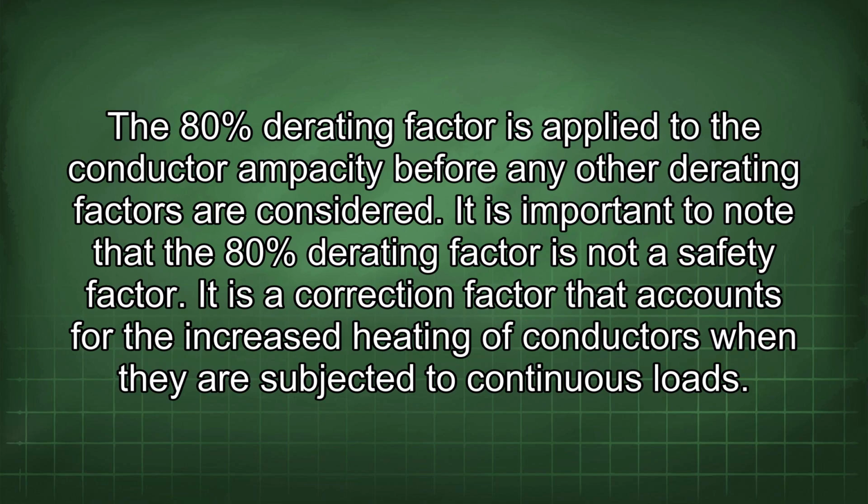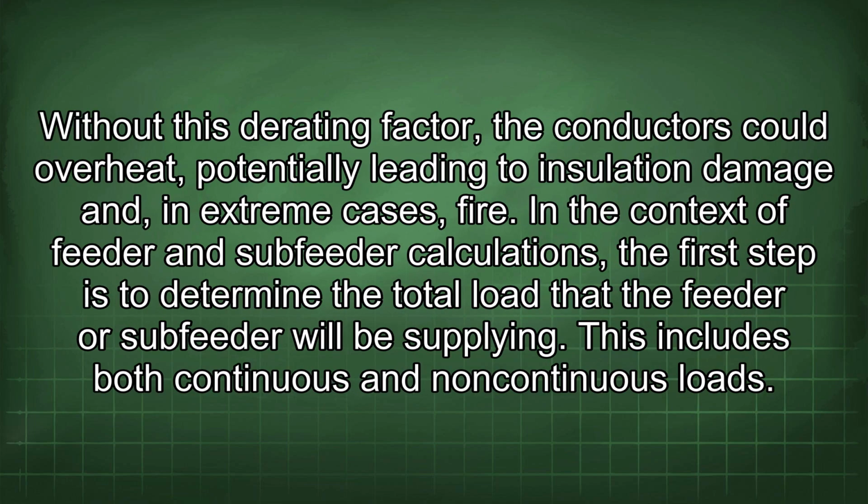The 80% deration factor is applied to the conductor ampacity before any other deration factors are considered. It is important to note that the 80% deration factor is not a safety factor. It is a correction factor that accounts for the increased heating of conductors when they are subjected to continuous loads. Without this deration factor, the conductors could overheat, potentially leading to insulation damage and, in extreme cases, fire.